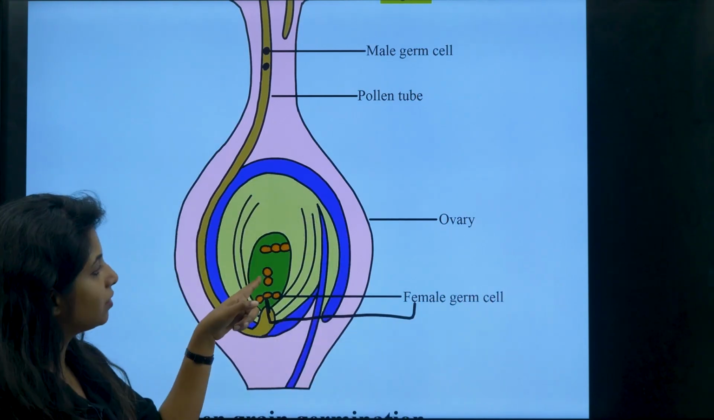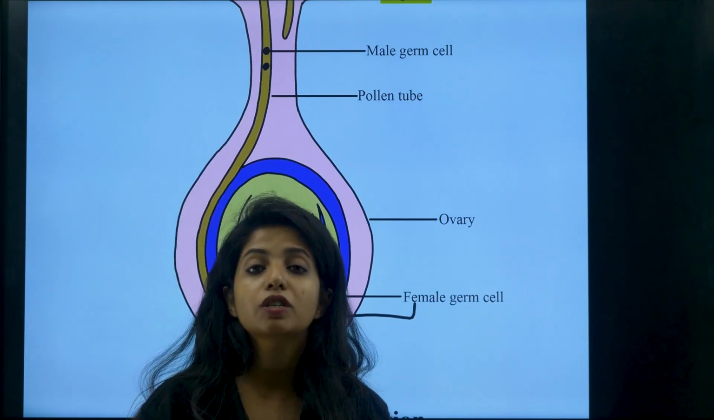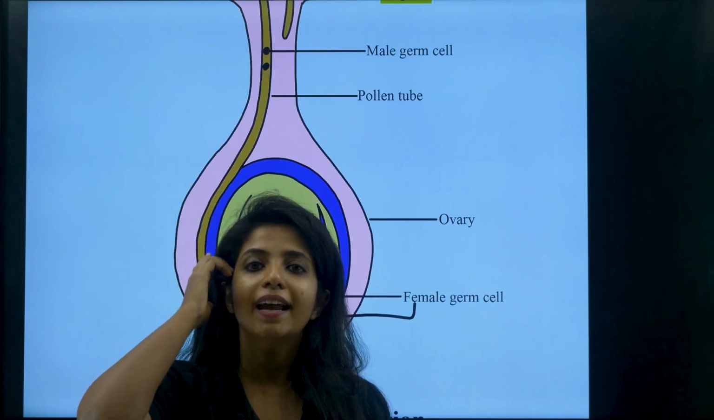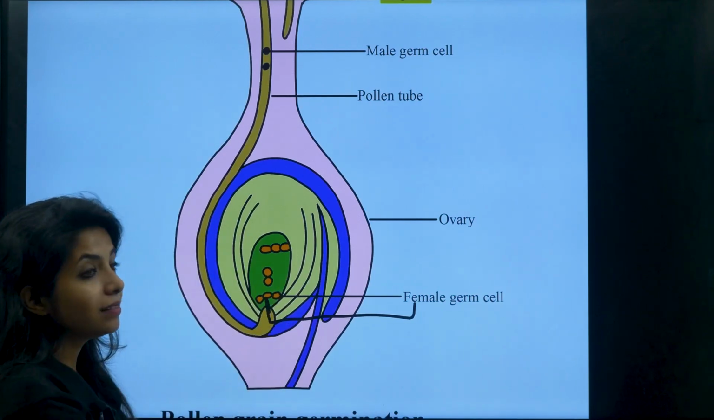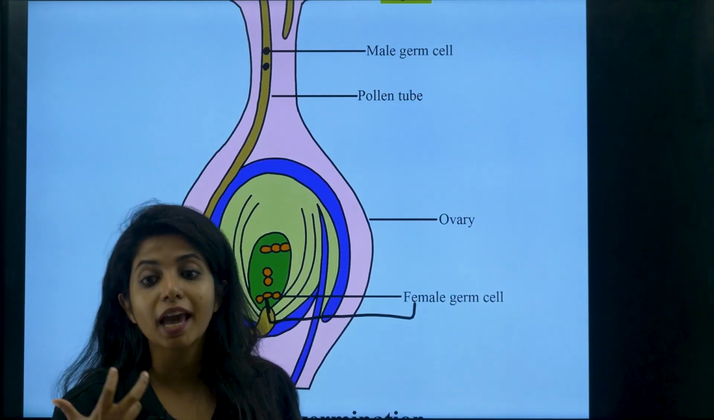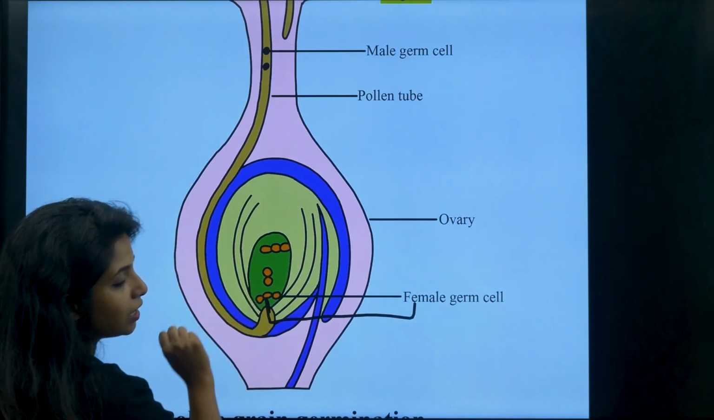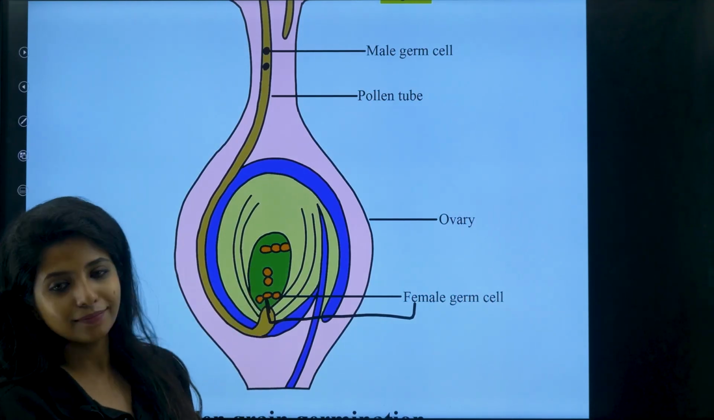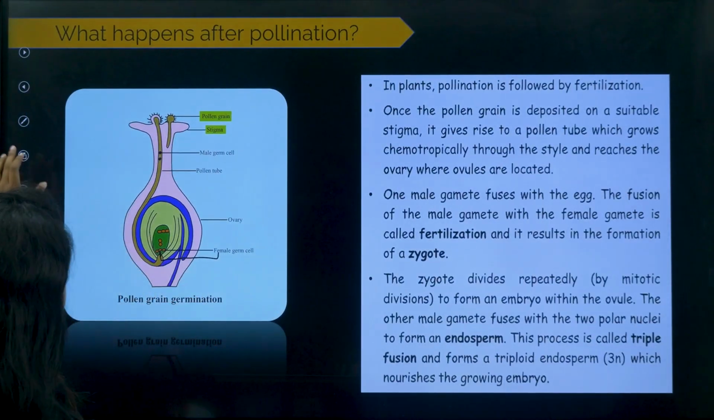But what about this particular reaction that has happened? Basically, this fusion gives rise to endosperm. What is it? Endosperm. Endosperm is something that gives nourishment to the growing embryo. Okay, so to give nourishment to this particular part, the zygote that is formed, we have this thing. And since fertilization is happening twice, it is known as double fertilization.